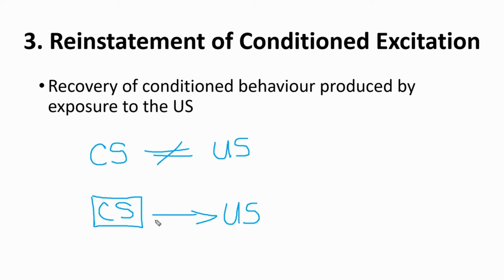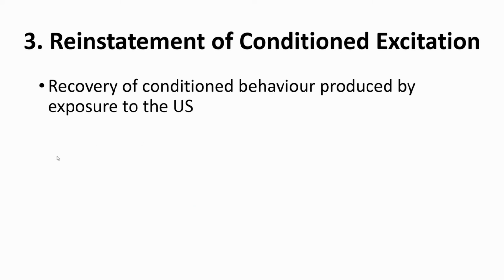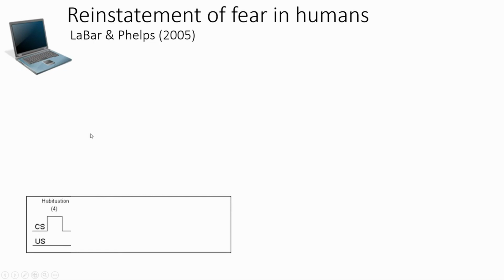So it kind of reinstates what had been counteracted by our extinction. So we're showing that, oh, this unconditioned stimulus can still happen, so our conditioned response comes back. So let's look at another example to try and make this a little bit more clear. We're going to look at an experiment that was studying reinstatement of fear in humans.